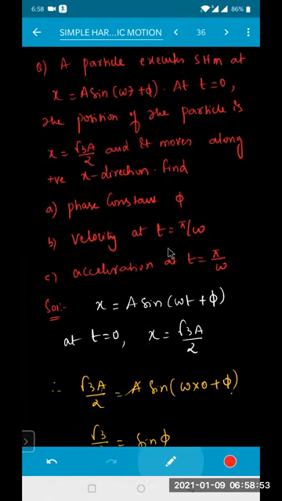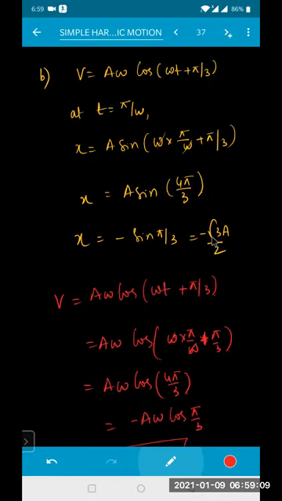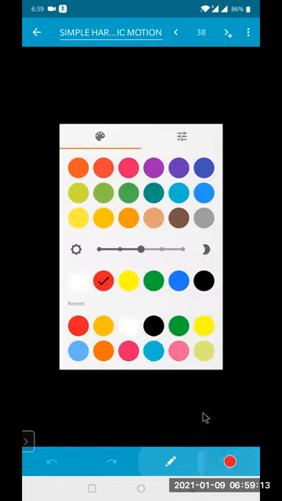Now what is the next question I was asking? Acceleration. Acceleration at t is equal to pi by omega. Now tell me, at t is equal to pi by omega, what is the displacement, beta? Just now we got at pi by omega, x is equal to minus of root 3 a by 2. This is your displacement.